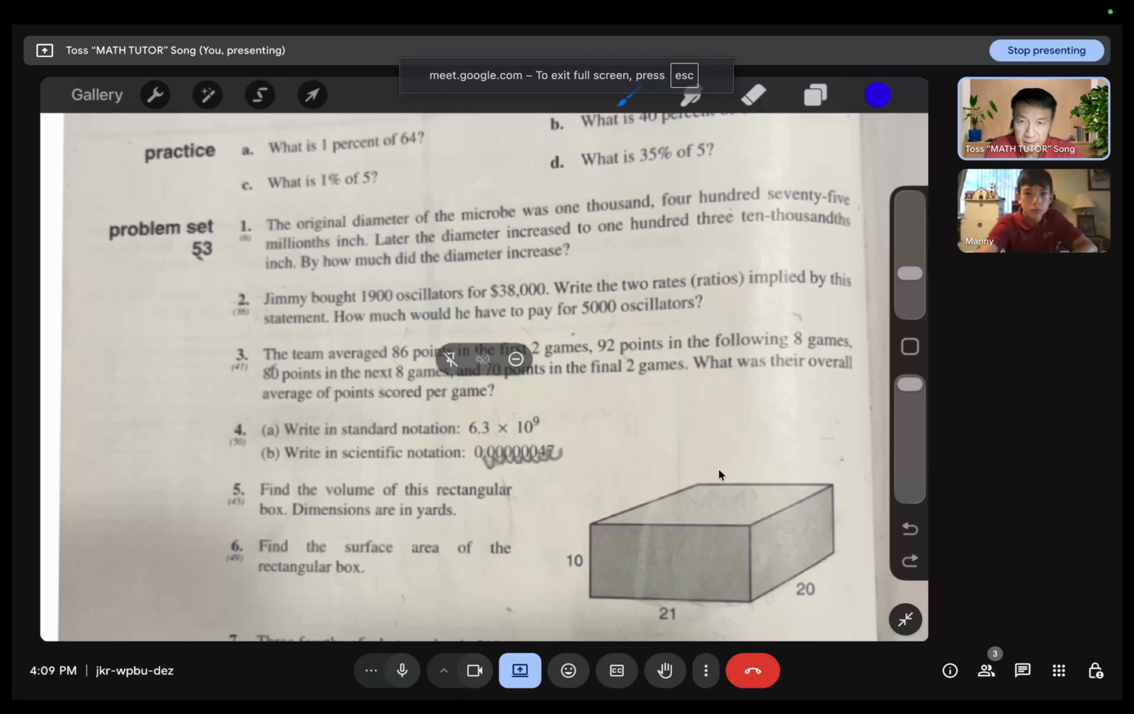Load up the screen. So the original diameter was this number. Later, the diameter increased to this number. By how much? You have to subtract. I assume, by what? 103 ten-thousandths. Good. And then subtract the first number.